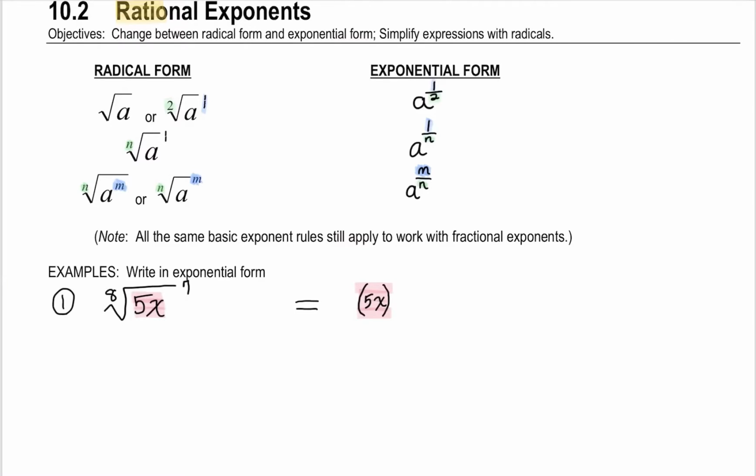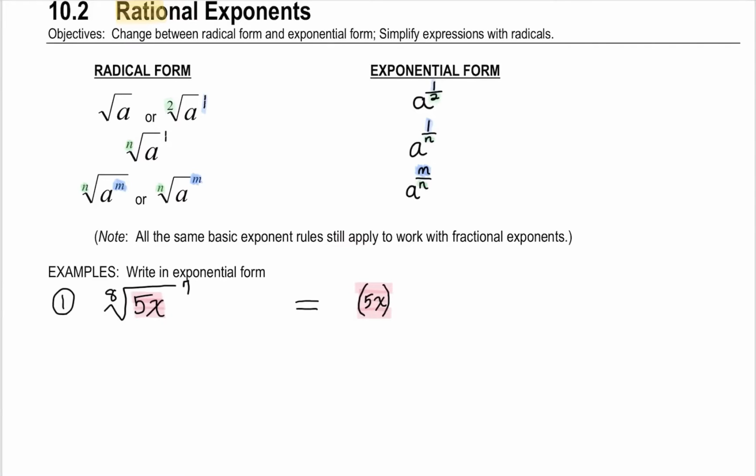So if there's more to it than just a variable or a number, you want to put parentheses around whatever that base is. I didn't have to write it up above because it was just a. But if there's more than just a single number or a single variable, you need parentheses around that. Okay, so now let's visualize what we have here.